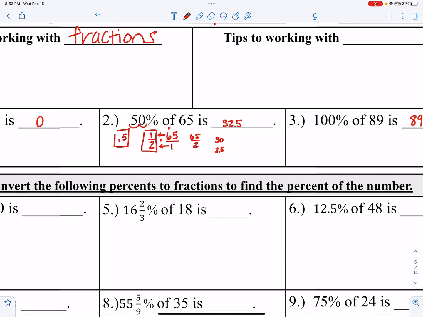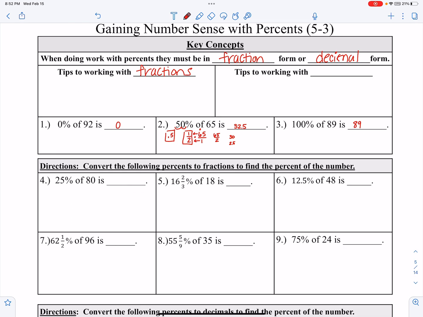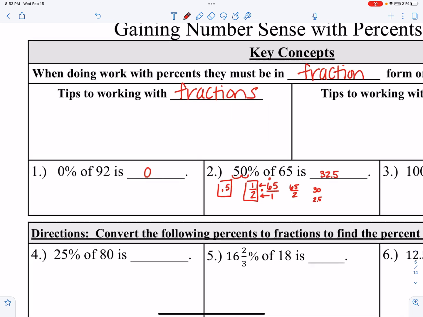Okay, and so those are our 3 different scenarios. We have 0%, 100%, and 50, which we know is half of. Okay, and remembering that of means multiply when we're solving problems like this. All right, so let's go ahead and talk about those tips with working with fractions.